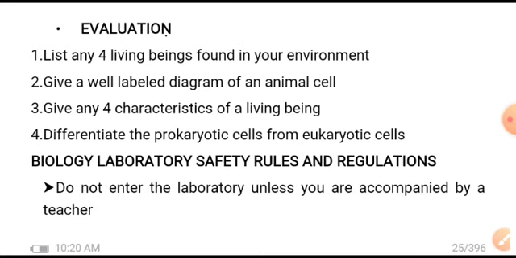First, list any 4 living beings found in your environment. You can answer this on your own. Second, give a well-labeled diagram of an animal cell. I know you are excellent, you can do this. And number 3, give any 4 characteristics of living beings. Number 4, differentiate the prokaryotic cell from the eukaryotic cell.